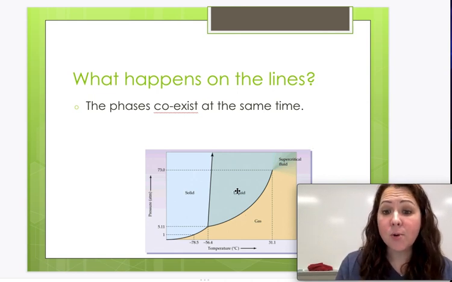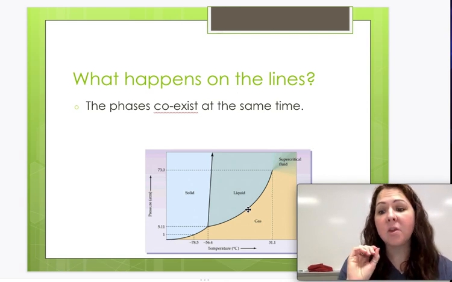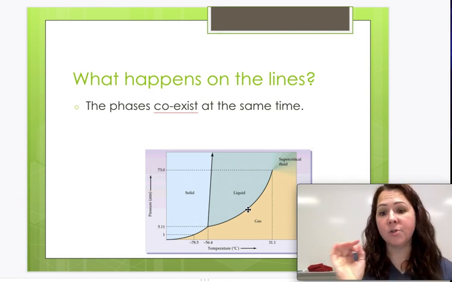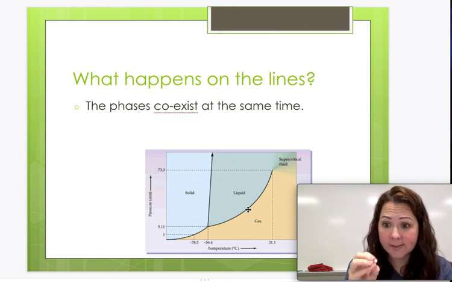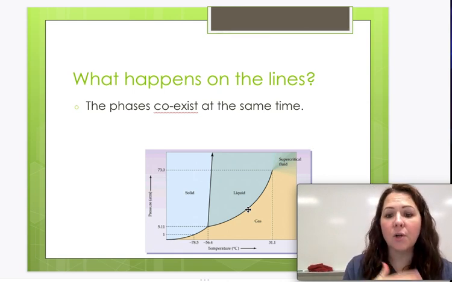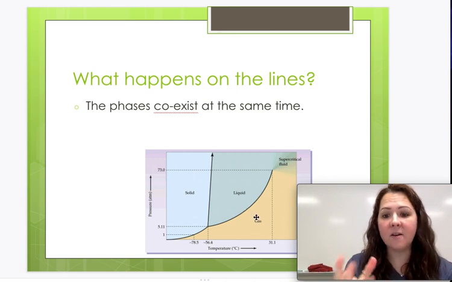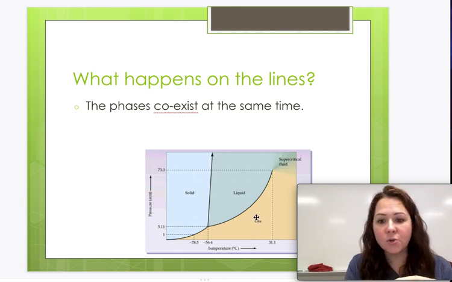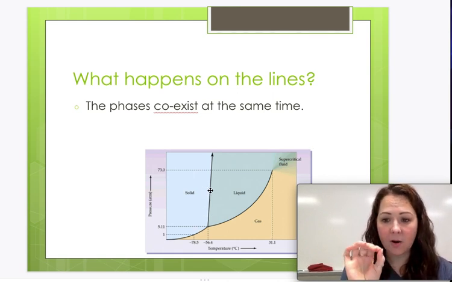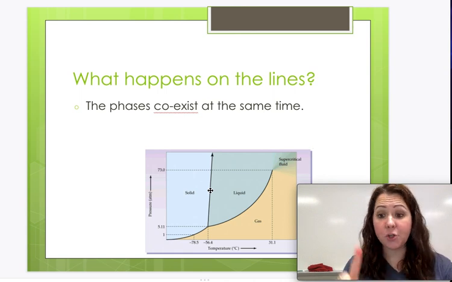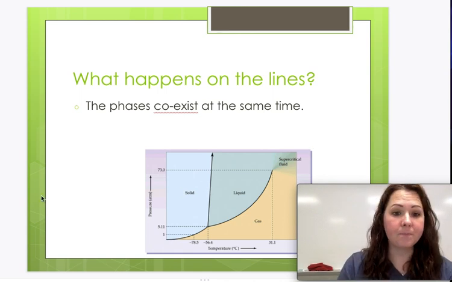When you're moving between a liquid and a gas, when you're on that line, you are in equilibrium with one another, so you actually have both states of matter happening at the same time. So they are coexisting with one another, which is also called in equilibrium because you're kind of in flux between the two states of matter. Same thing happens here if you're between a solid and a liquid. Anywhere on that line, you have both states of matter happening at the same time because you are transitioning from one state of matter to another.